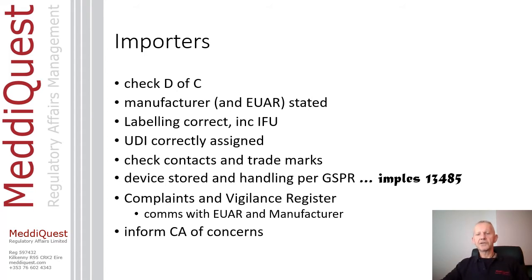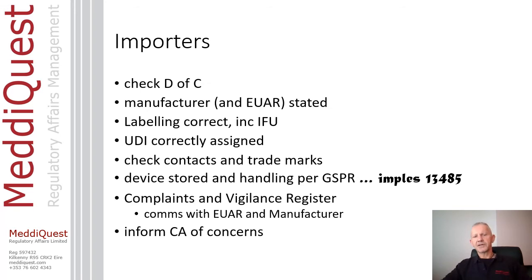Importers are now defined as an economic operator, and they pick up some specific duties to check the declaration of conformity, check that the manufacturer, the EUAR, the labelling, the instructions for use, the UDI are exactly as stated. And why do they do this? Well, in part, this is to make sure that there are no product mix-ups, but it's also to make sure that we're not dealing with a counterfeit product, that it is what it's supposed to be.